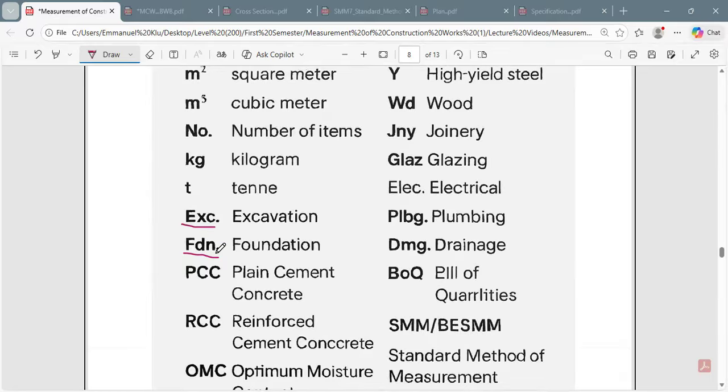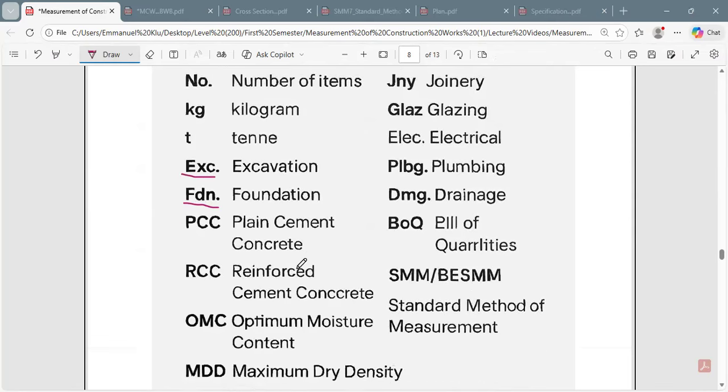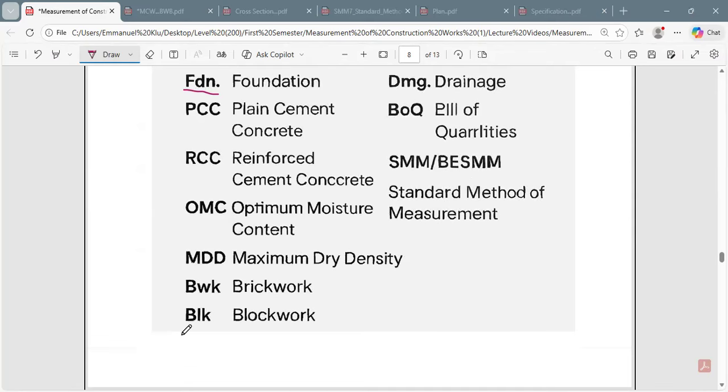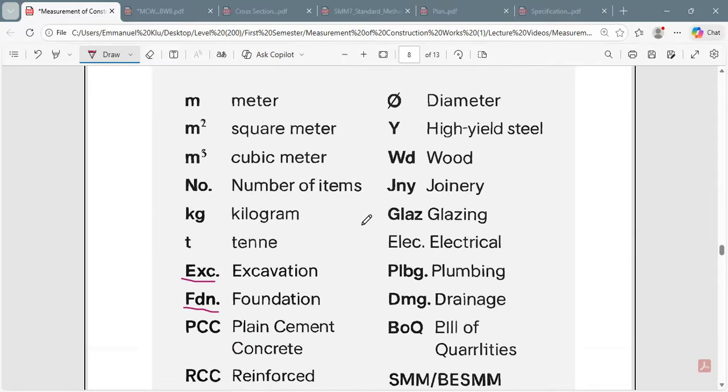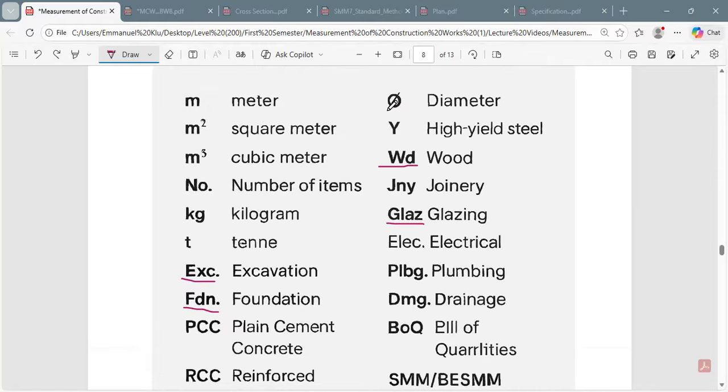You see the foundation, and how they are written. If they write FDN, it means foundation. Excavation, you see how they fit. The blockwork, see how they have written them. These are some of the ones you are going to be seeing more often. The glazing, you can see how it has been written. Even for diameter and strength of material, when you get to form 3, theory and design of structures, you will meet it over there.